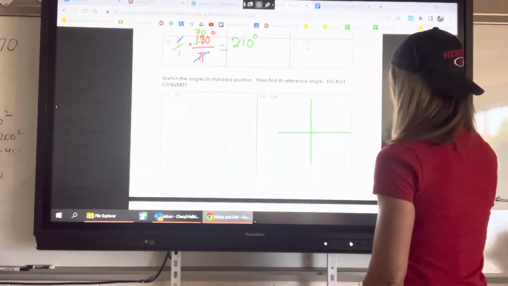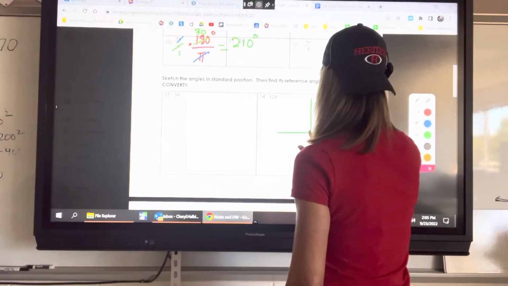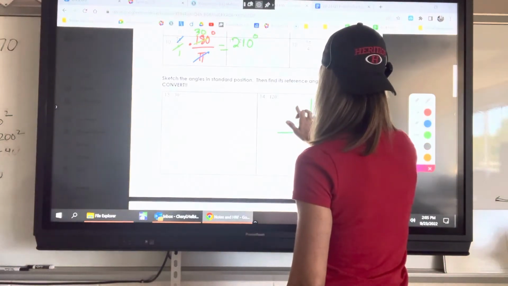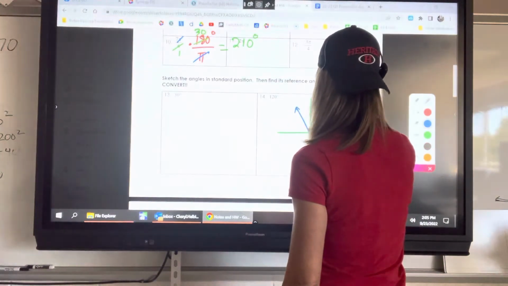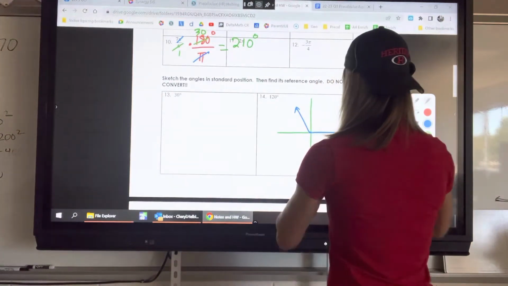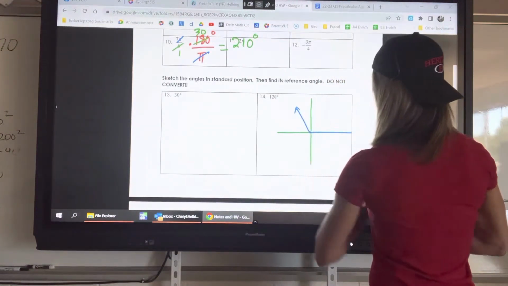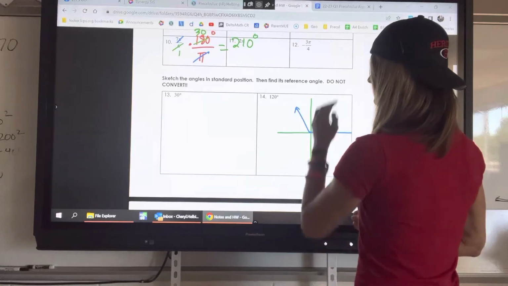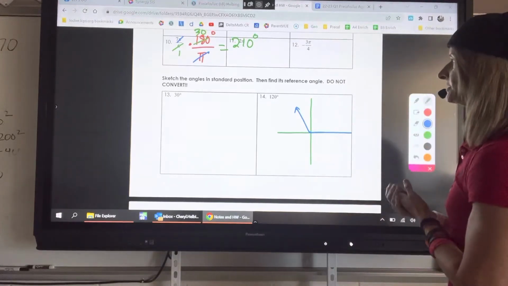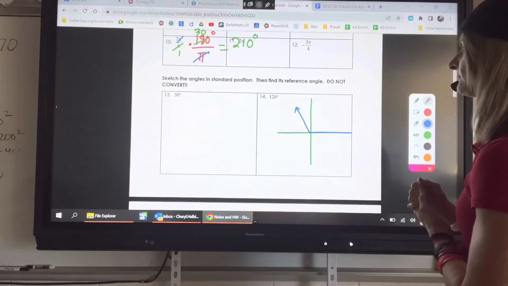So it's going to be right around here. So there's your angle. So there's your terminal side of your angle. So there's 120 degrees. So now we've sketched it in standard position. Now we find its reference angle.